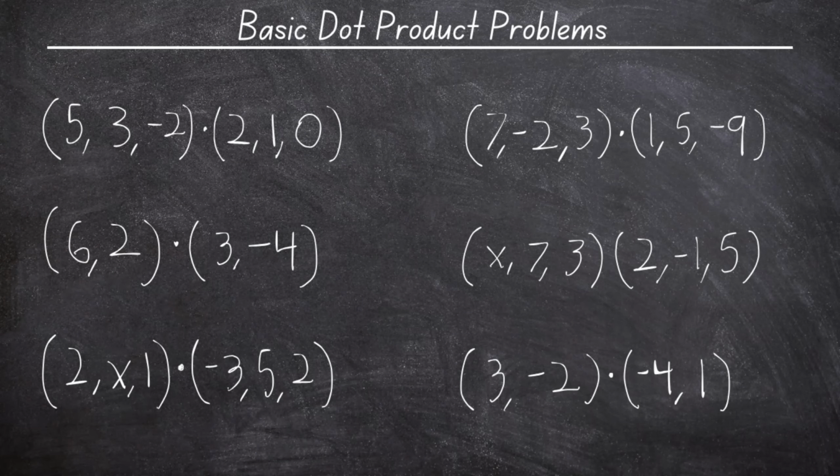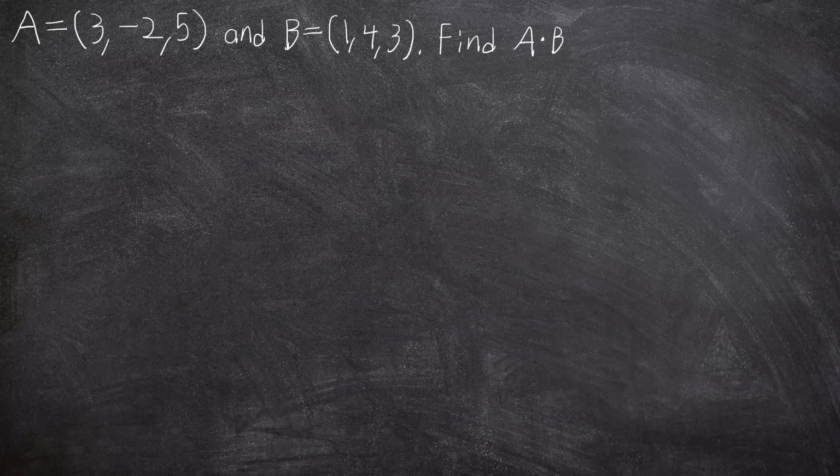In this video, we are going to do some dot product practice problems. So we're just going to hop straight into it here. Let's say A equals 3, negative 2, 5, and B equals 1, 4, 3. We want to find the dot product of the two vectors. What we want to do first is draw them out, like so.